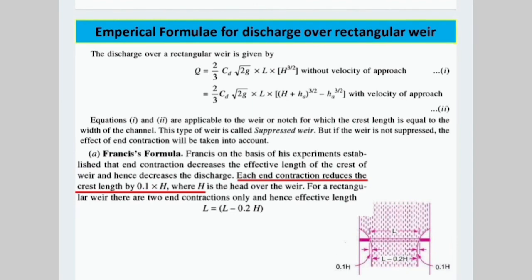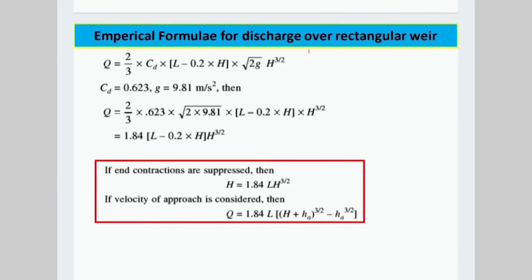Francis formula. Francis, on the basis of his experiments, established that the end contraction decreases the effective length of the crest of the weir and hence decreases the discharge. Each end contraction reduces the crest length by 0.1 into H, where H is the head over the weir. For a rectangular weir, there are two end contractions only and hence the effective length L will become L minus 0.2 H. According to Francis' formula, the equation for finding the discharge over a rectangular weir is Q is equal to 1.84 into (L minus 0.2 H) into H raised to 3 by 2.